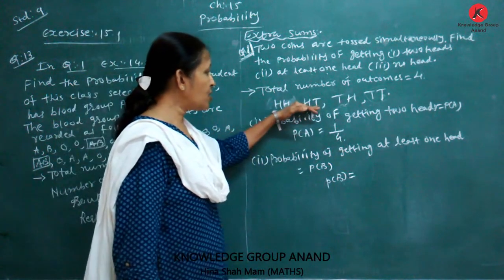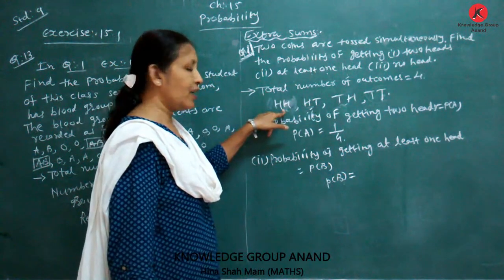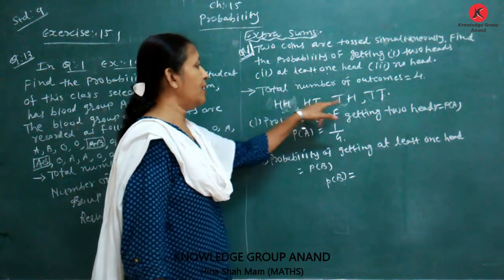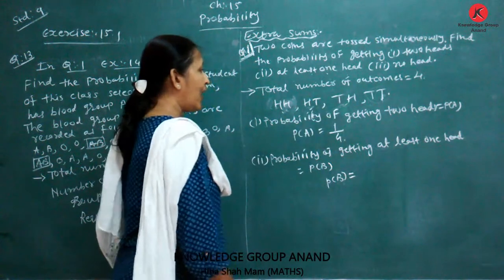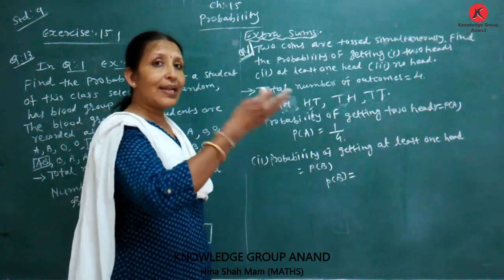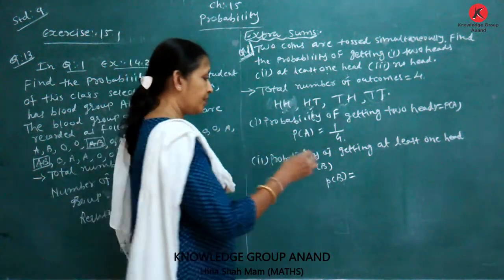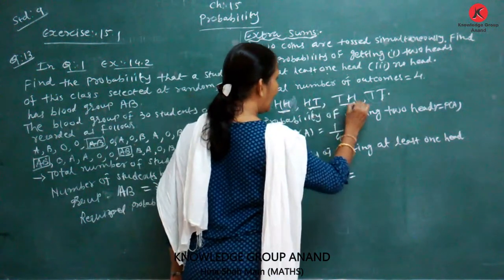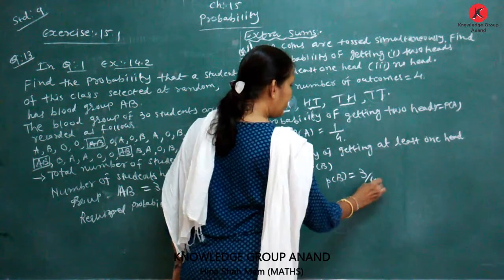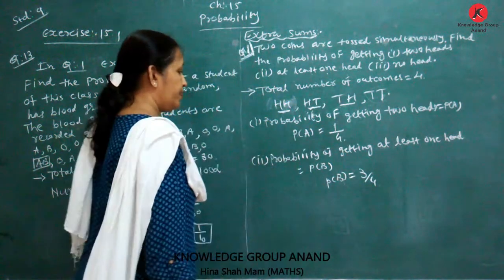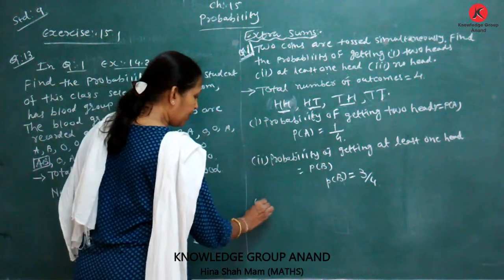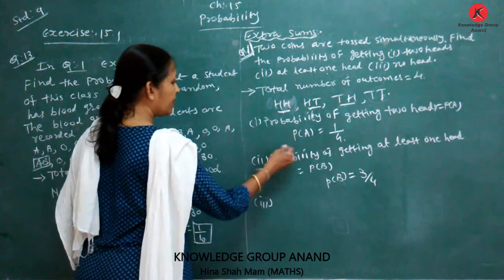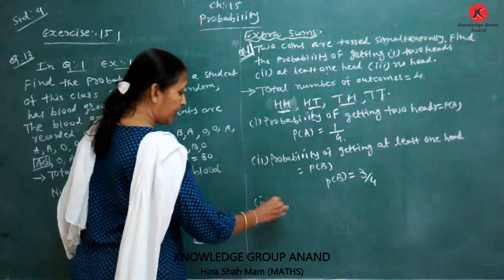In this question, in this at least 1 head, here exists 1 head. Therefore, at least means not less than 1. P(B) is equal to 1, 2 and 3, so 3 by 4. Number 3, no head.